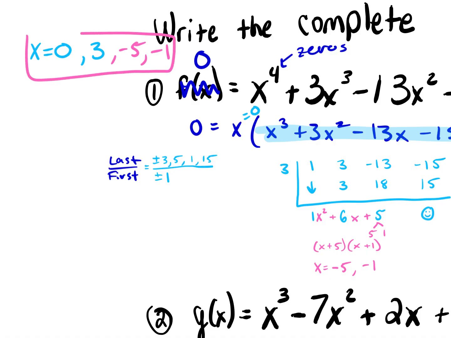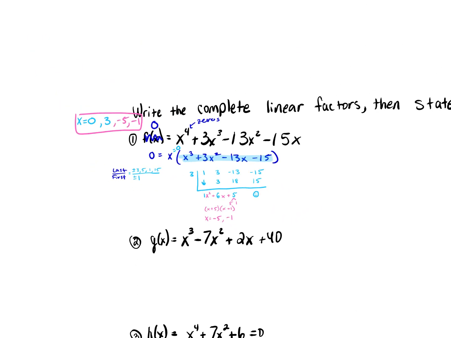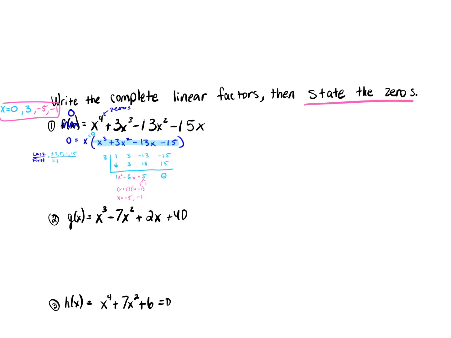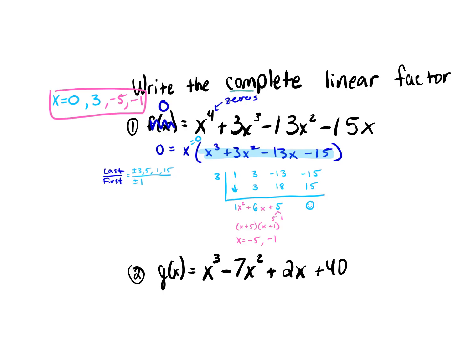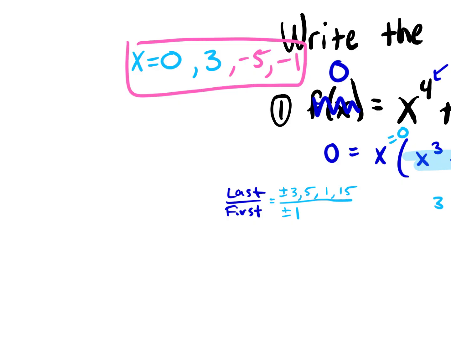So these are the zeros. This answers the second part of the question when it says state the zeros. First part of the question says to write the complete linear factorization, complete linear factors. So I just want to write these in factored form. So I'm going to start with 3. We'd write x, what would come next? X minus 3, perfect. It's always x minus the number. What would come next? X plus 5, awesome. And then x plus 1.